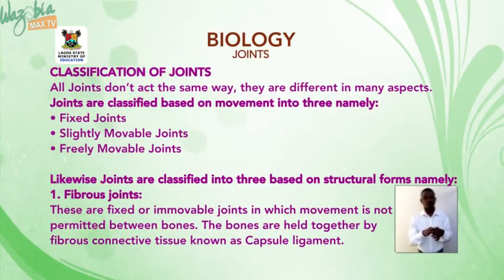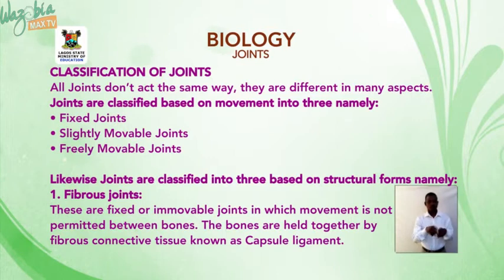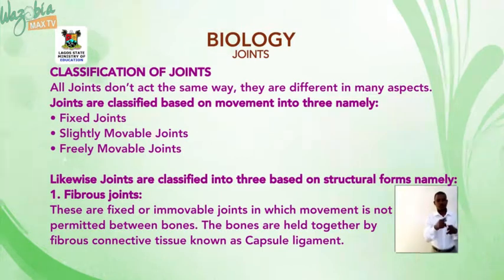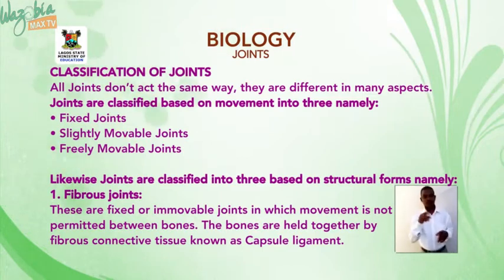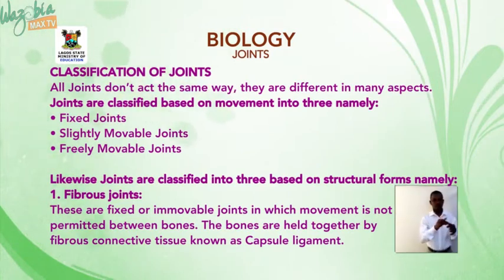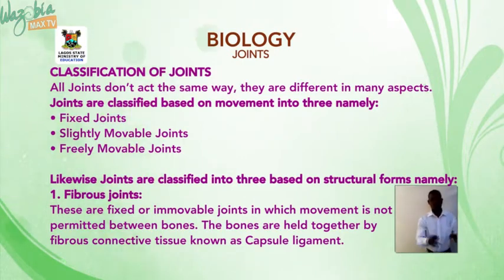Classification of joints. All joints don't act the same way. They are different in many aspects. Joints are classified based on movement into three, namely fixed joints, slightly movable joints, and freely movable joints. Likewise, joints are also classified into three major groups based on structural forms, namely fibrous joints.